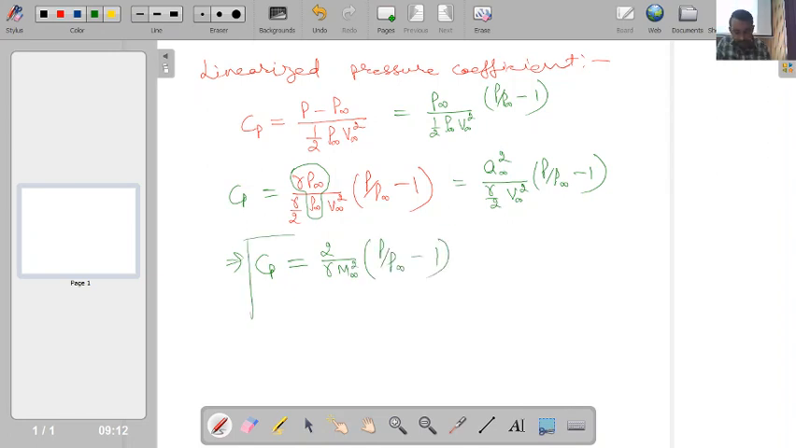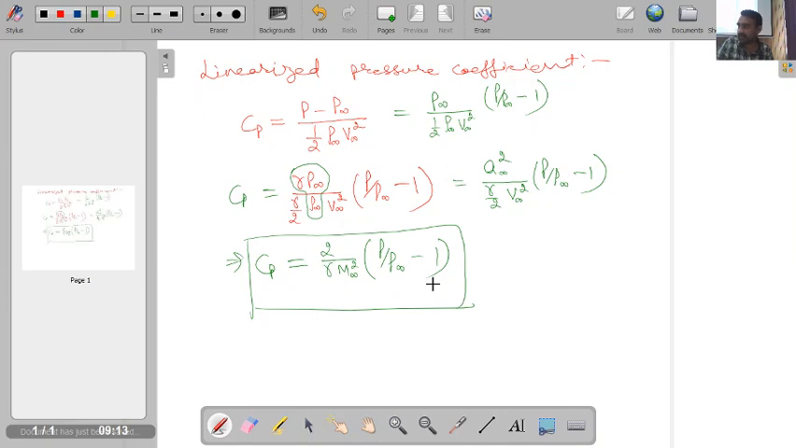So this is one of the important equations for the pressure coefficient, which is used for compressible flow analysis. This is the familiar one for compressible flow analysis. Now we will try to find the value of P by P infinity, and then we will put in the assumption of small perturbation theory so that we can find the linearized pressure coefficient.